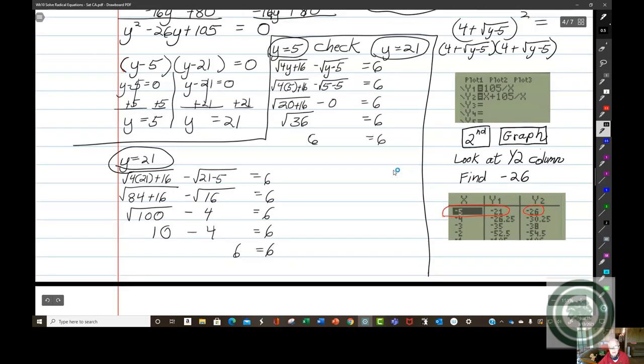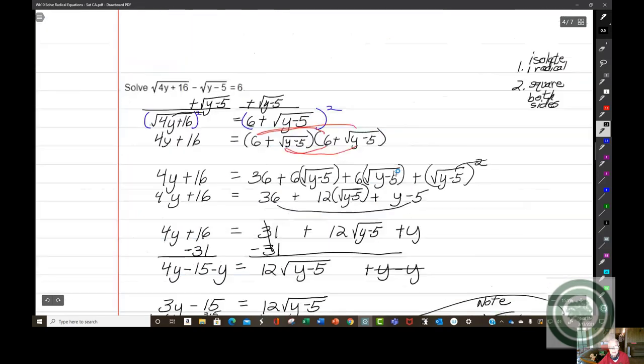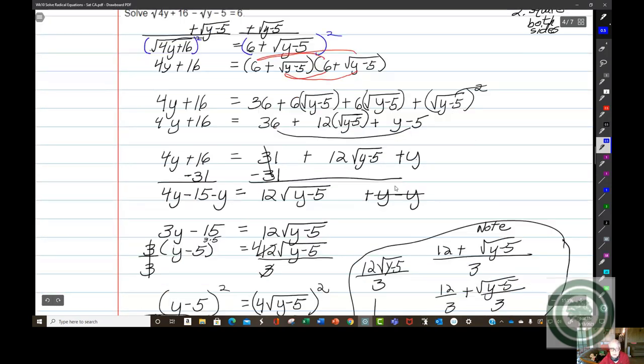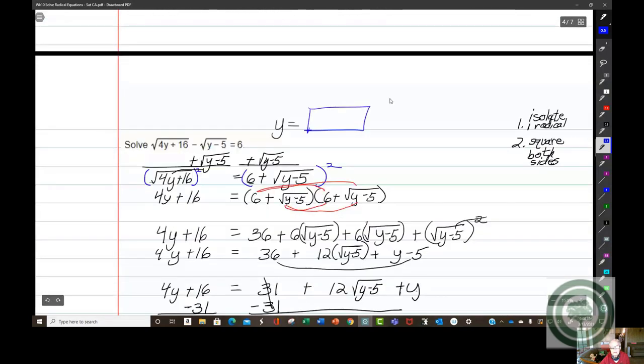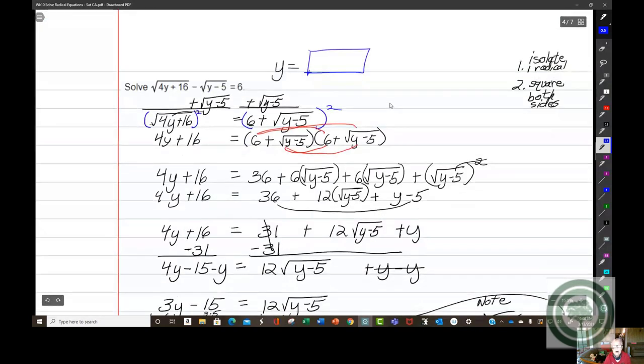Well, doggone, let's go back up here to the top. This time our answer is going to be y equals 5 and 21.